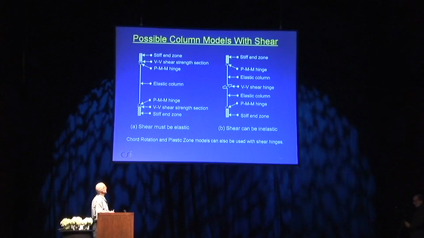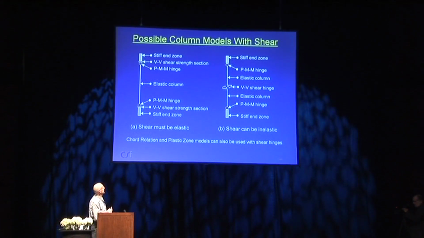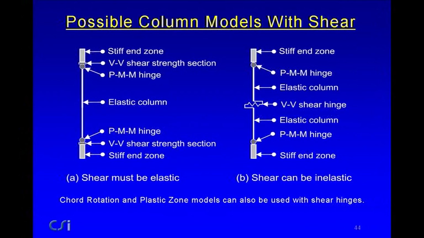Sort of models you might have for a column with shear. The one on the left here is where the shear must be elastic. You would have a PMM hinge at each end, or maybe fiber column components, and you would have shear strength sections. It's supposed to remain elastic in shear. You put in a strength section, calculate the strength demand capacity ratio. If it's less than 1, it doesn't yield in shear. If it's greater than 1, you've got to redesign the shear.